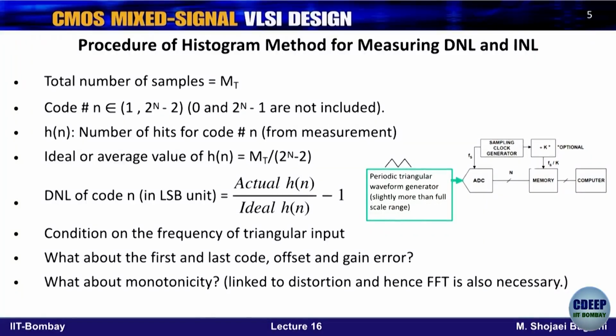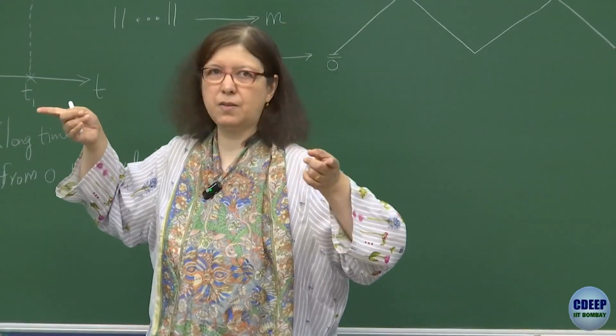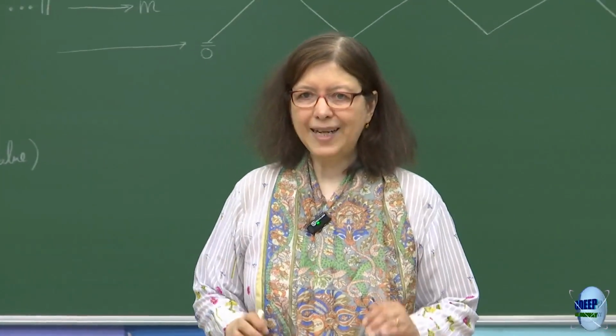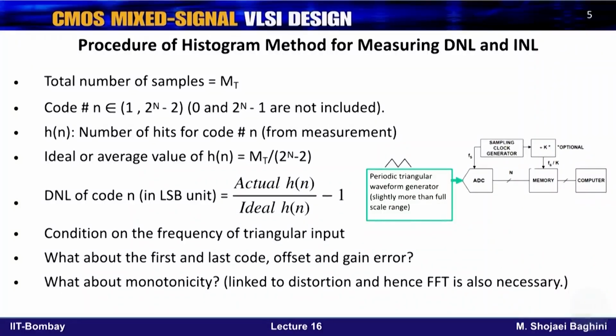Therefore, let's assume that the total number of samples collected is m subscript t. Fine, so this is t for total. And then any code that we have belongs eventually from 1 to 2 to the power n minus 2, because we are removing 0 and 2 to the power n minus 1 because of the boundary values. So h of n is the number of hits for every code. That is the number of samples that we collect from measurement and store in the memory.